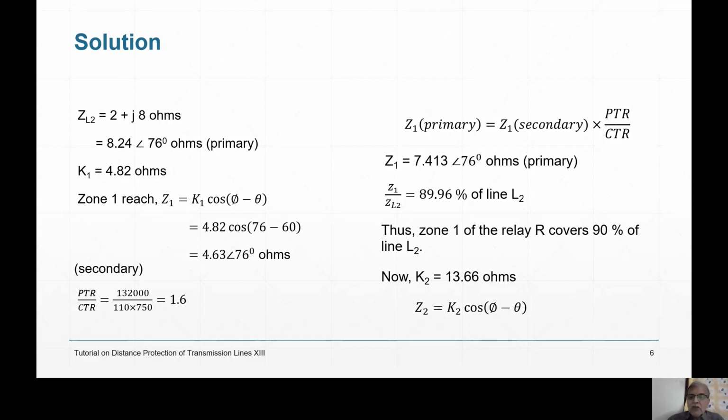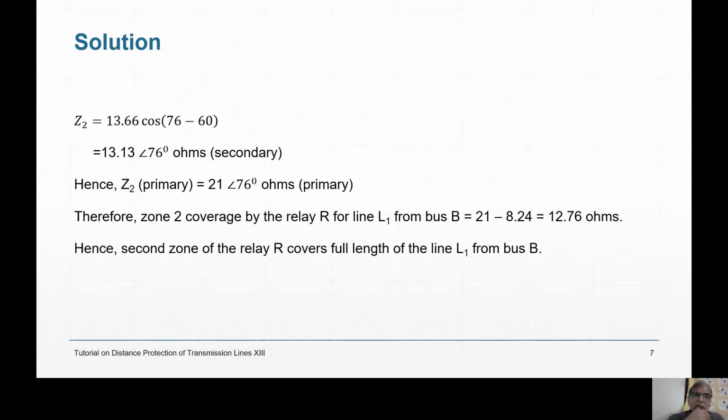K2 is equal to 13.66 given. So Z2 is equal to K2 cos(phi minus theta). So Z2 is equal to 13.66. Phi will remain the same because we are going to parallel line. So they are similar. So it gives me 13.13 angle 76 degree. So Z2 primary is equal to PTR by CTR. You have to multiply 1.6. So 13.13 into 1.6 will give you 21. So 21 minus 8.24, that is the line length L2. 12.76 will be covered in zone 2 by bus B.